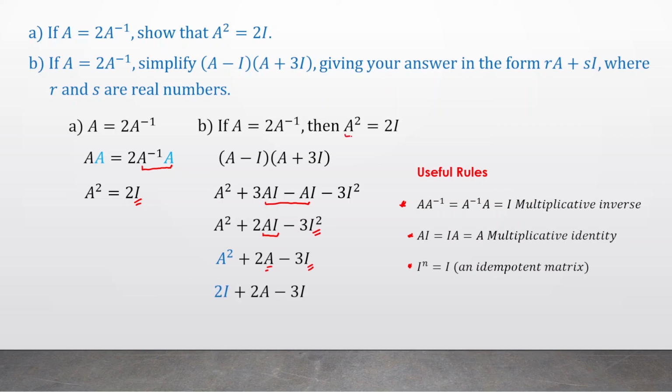So from the question, we said that A squared equals 2I. So we've replaced the A squared with 2I. And that will give us 2A plus 2I minus 3I, which is minus I. And this is the required form in the question.